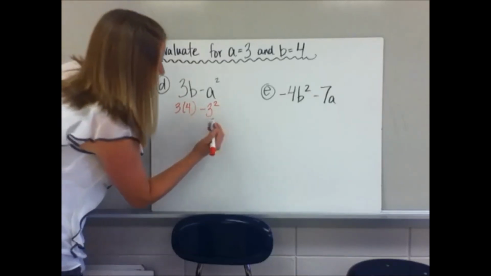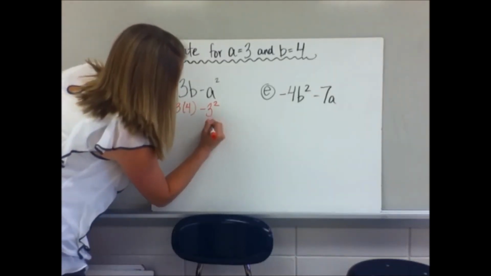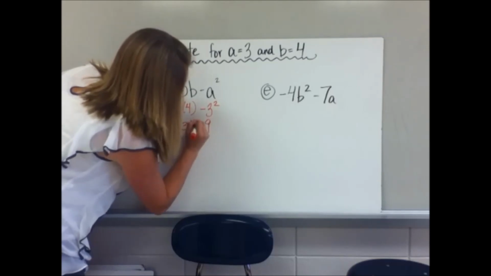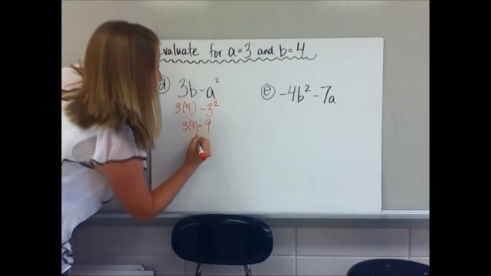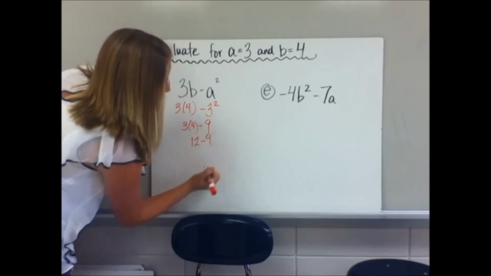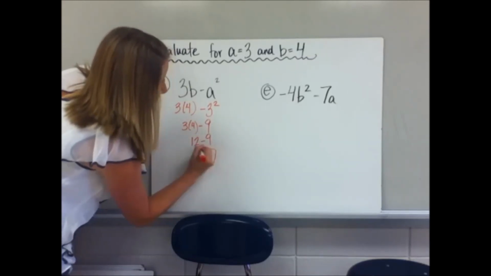Now I'm ready to do exponents. 9 is 3 squared. And then multiply. 3 times 4 is 12. 12 minus 9 is 3. Let's come over here to part E.